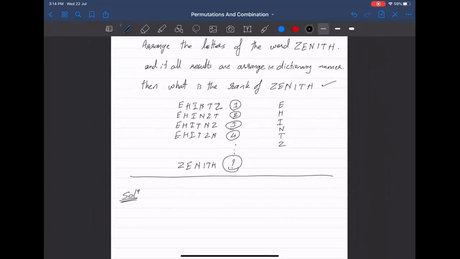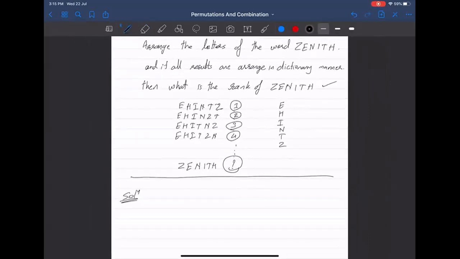So do you do total possibilities minus words that rank below zenith? That's one way of doing it. Yes, total possibility is 720. But how do you find the rank number of words after zenith? That is also a big task. It's the same thing to do.